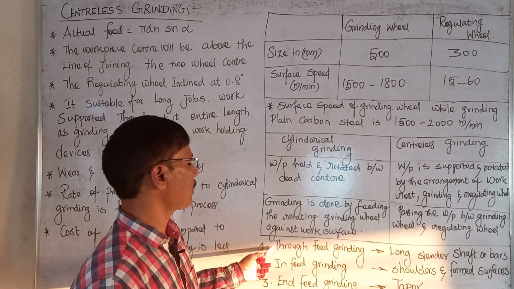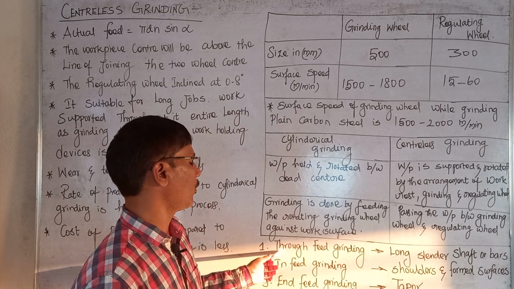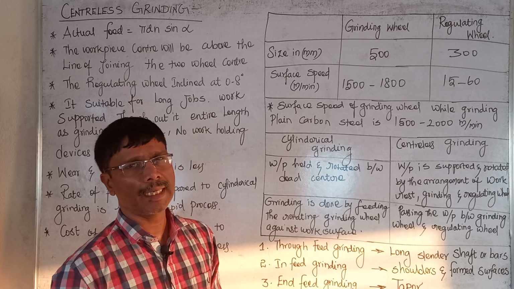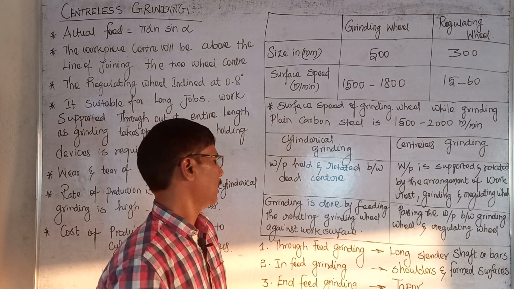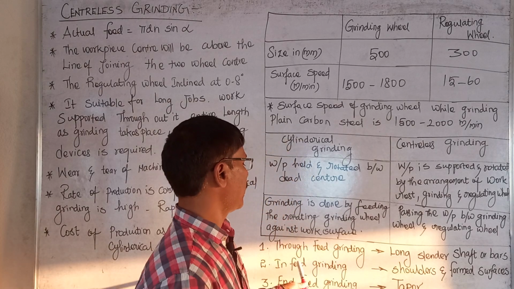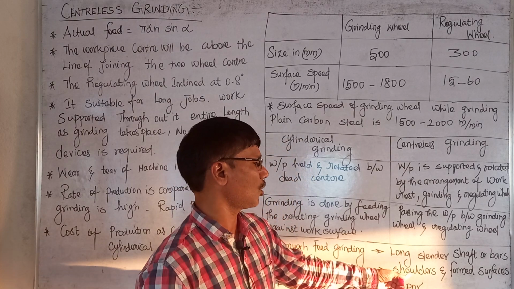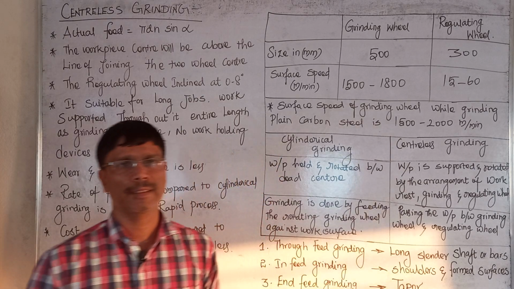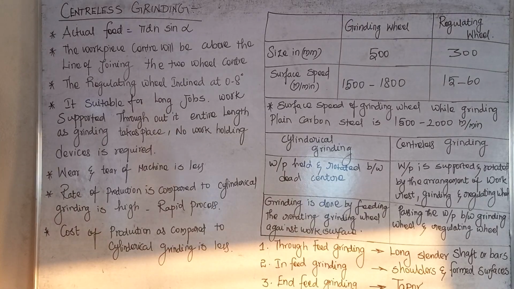So, there are three types of centerless grinding: through feed grinding, in feed grinding, and end feed grinding. All come under the category of centerless grinding. Through feed grinding is used for long slender shafts or bars. In feed grinding can be used for shoulders and formed surfaces. End feed grinding is used for tapered surfaces.